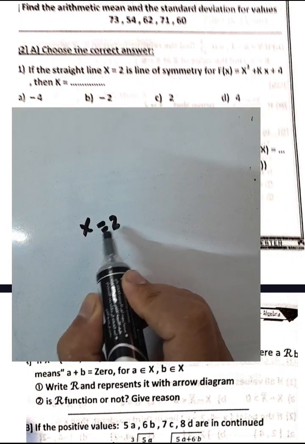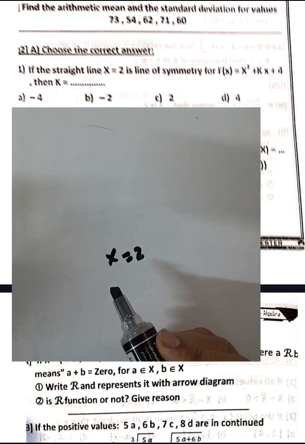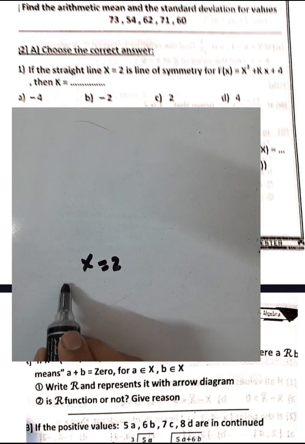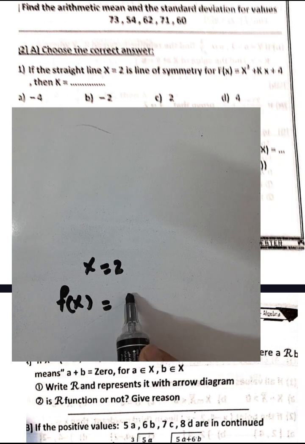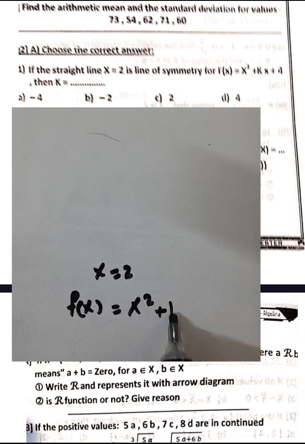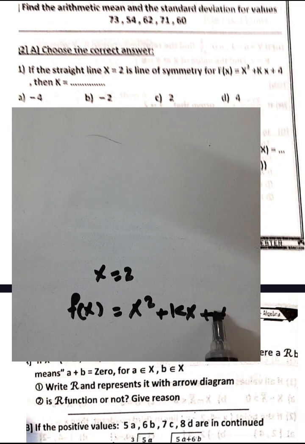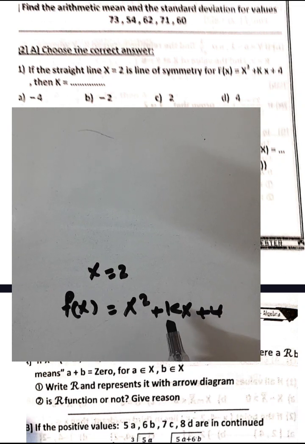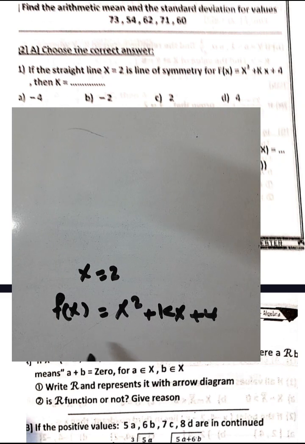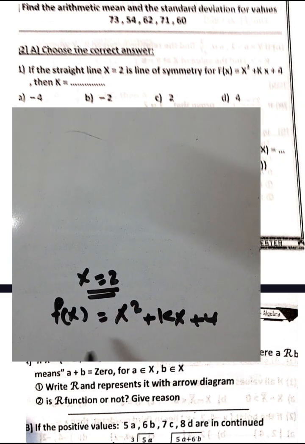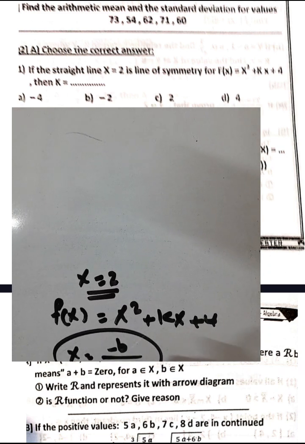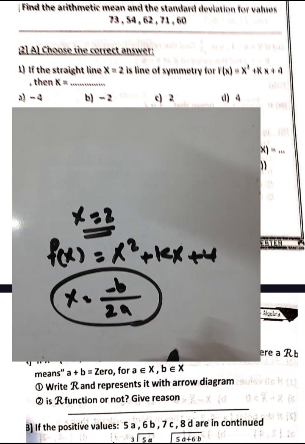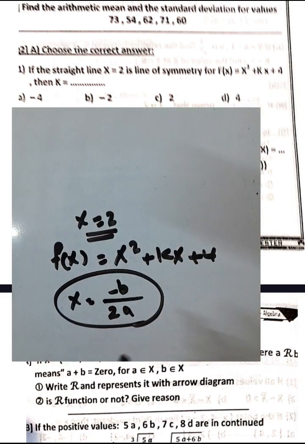Question number 2, number 1. If the straight line x equals 2 is the line of symmetry for the function f of x equals x squared plus kx plus 4, then k will be equal to what? The line of symmetry of this function means the vertex is at x equals negative b over 2a, and x equals 2, so we write 2 here.